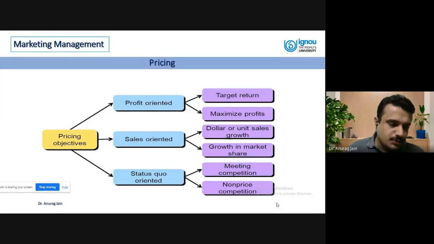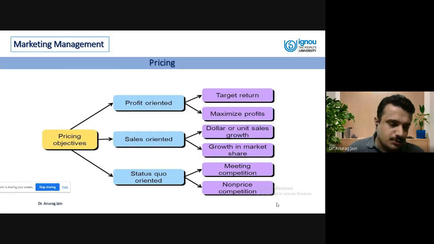So pricing is a very important decision in marketing, and as a marketer, much of the success of your products or services depends upon pricing. There are certain objectives that can be there when you are doing pricing, and this pricing can be profit oriented. First and foremost, the objective can be to earn a profit. You want to earn a good amount of profit, and that is the reason you are doing the pricing.